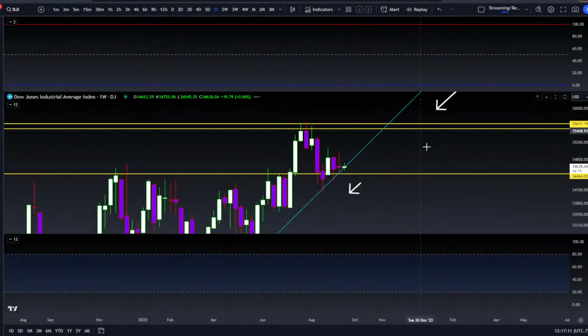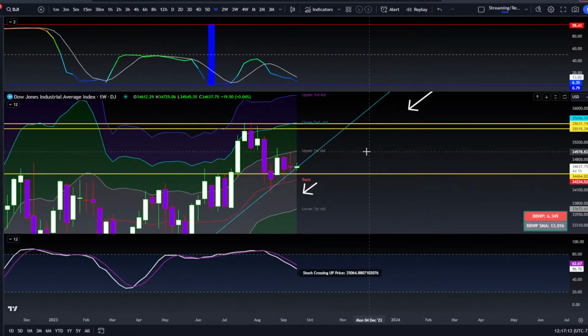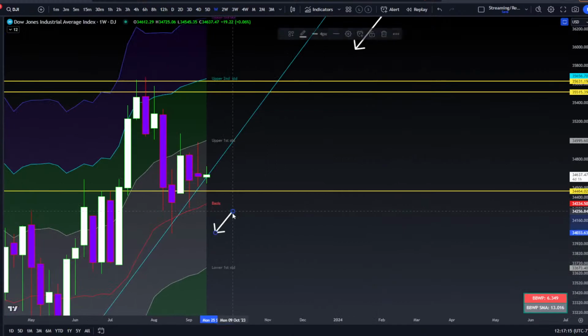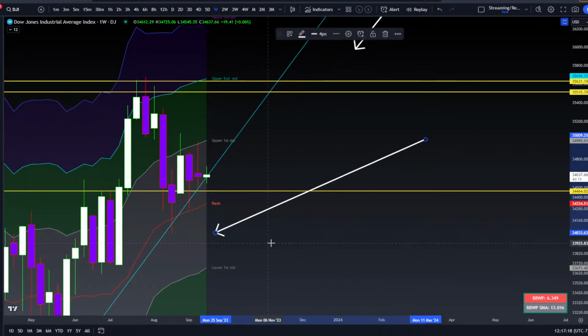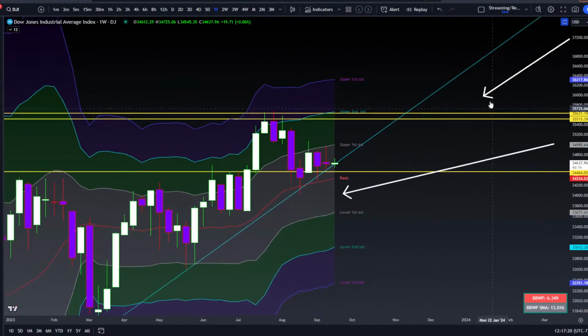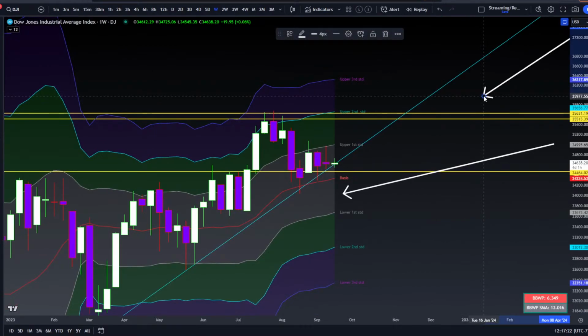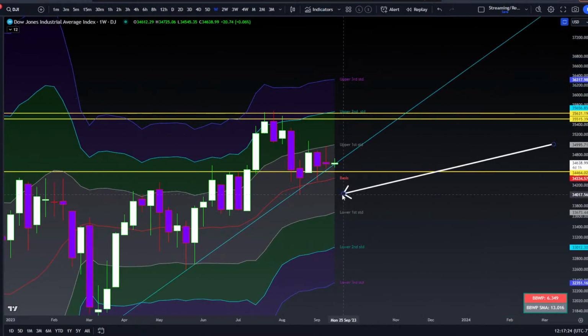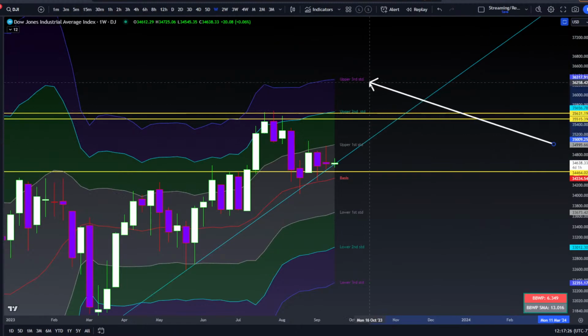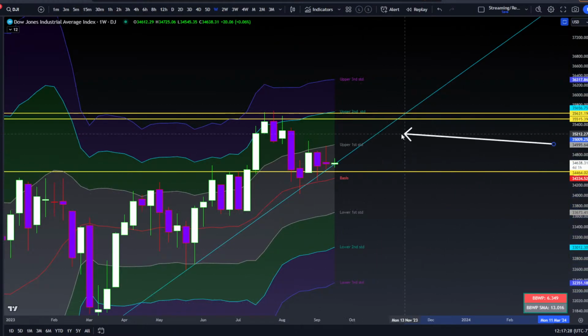What's the bias on the weekly? It's probably down. And it is. Now, again, this is looking fine on the weekly. It's above the basis band. For those of you that may not know what the basis band is, that is a 20 simple moving average. And then the standard deviations are the first, second, and third to the upside and the downside here.